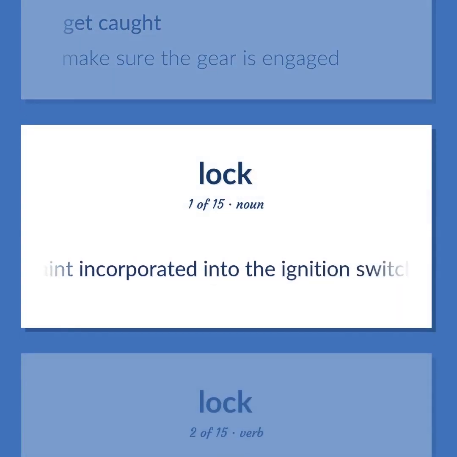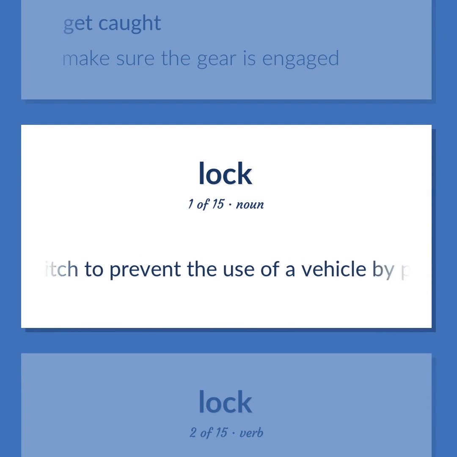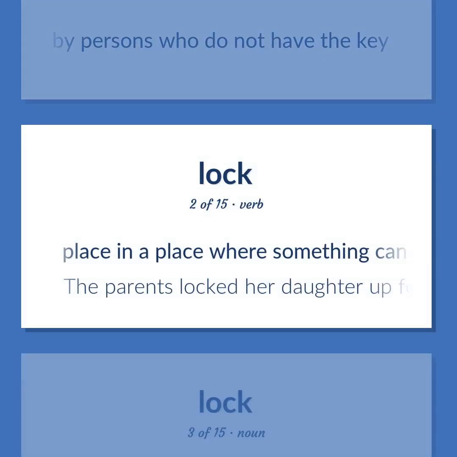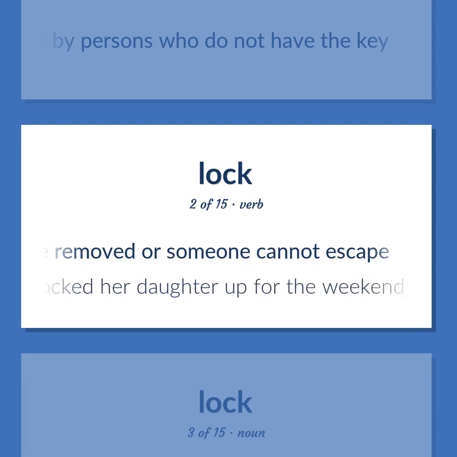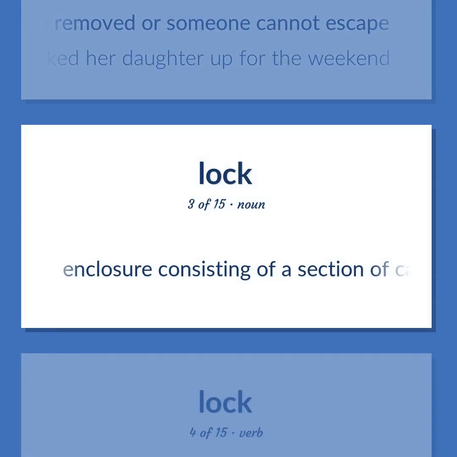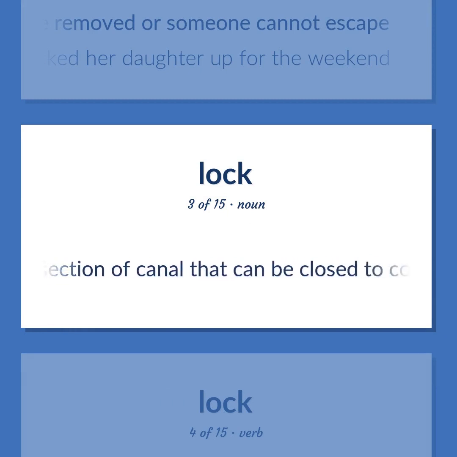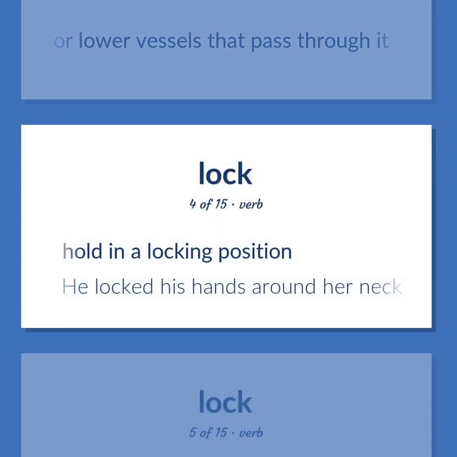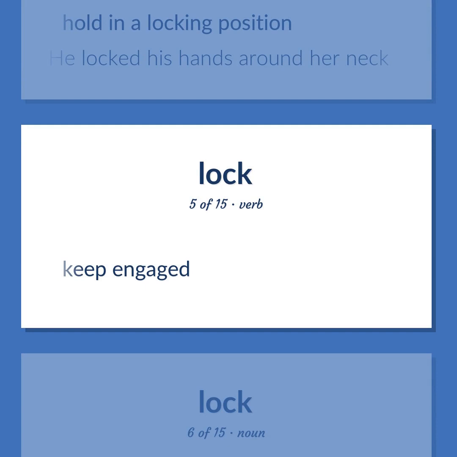A restraint incorporated into the ignition switch to prevent the use of a vehicle by persons who do not have the key. Place in a place where something cannot be removed or someone cannot escape. The parents locked her daughter up for the weekend. Enclosure consisting of a section of canal that can be closed to control the water level, used to raise or lower vessels that pass through it. Hold in a locking position. He locked his hands around her neck. Keep engaged.